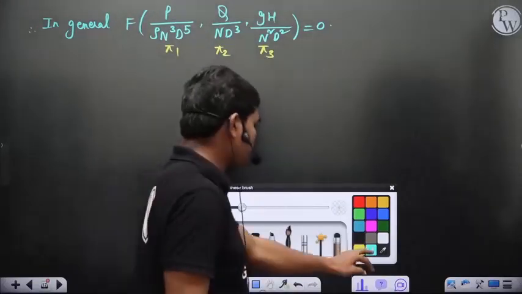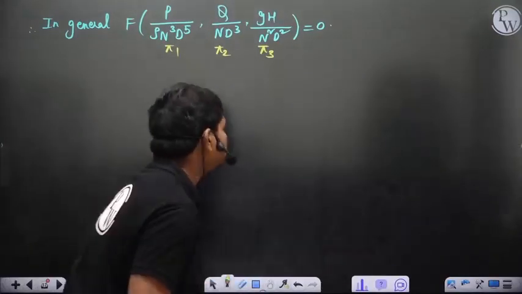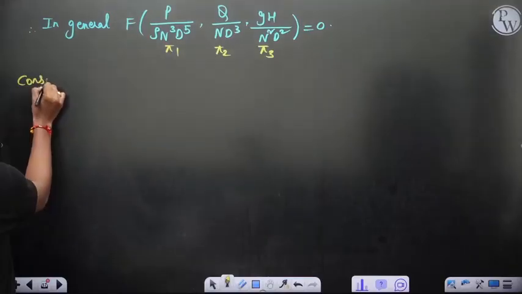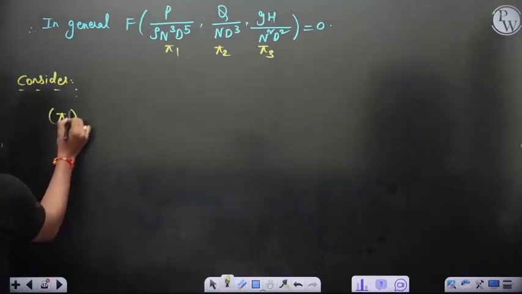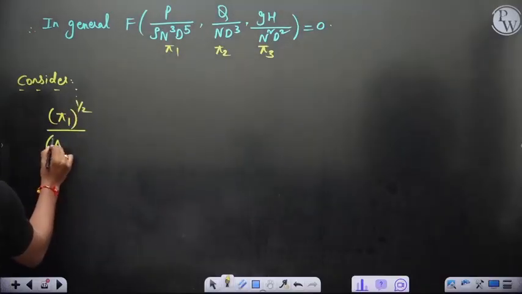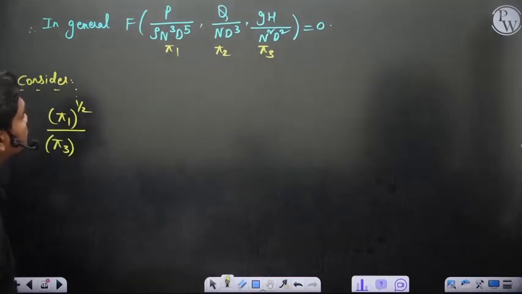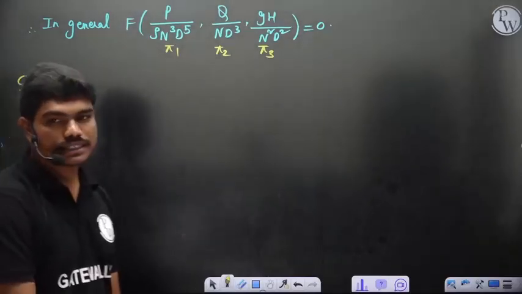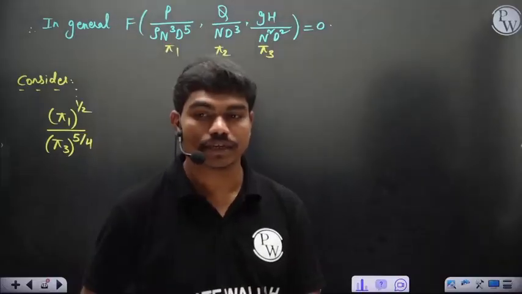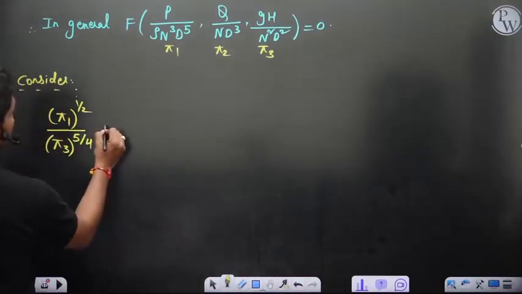Now try to tell something here. I am considering something. Look what happens. Consider pi 1 power 1 by 2 by pi 3 power, if I want to eliminate the diameter, this is like 5, so this is like 2, so 5 by 4 is what it comes. So let's say I'm considering these terms. What does this combination give you? Let us check for some time. So pi 1 whole power 1 by 2 by pi 3 whole power 5 by 4. If you do this calculation, let's see.